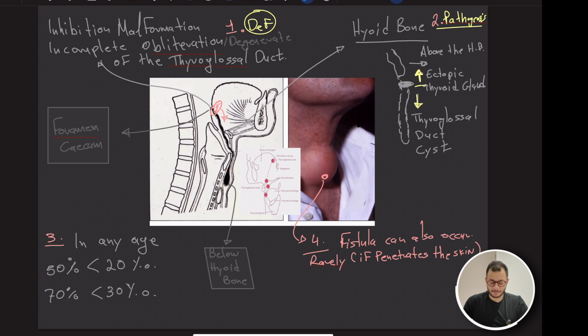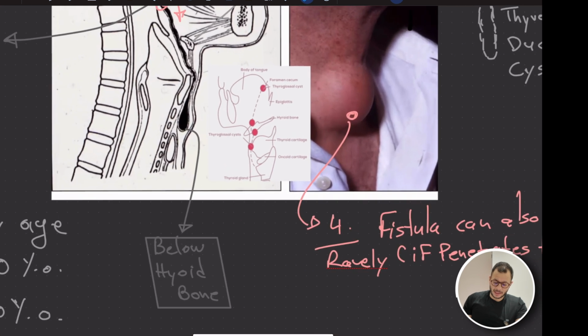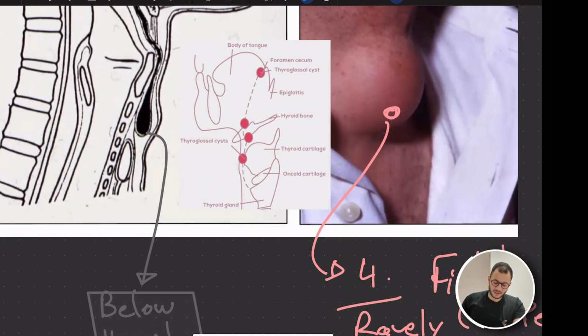Now, there is an inhibition malformation. That means this thyroglossal duct that's formed needs to degenerate. If it doesn't, then the remaining tissue will form a cyst in the area. Where do we find thyroglossal duct cysts? It will be either at the base of the tongue, above or below the hyoid bone, or where the end position of the thyroid gland is.